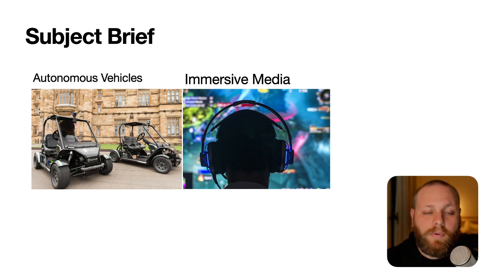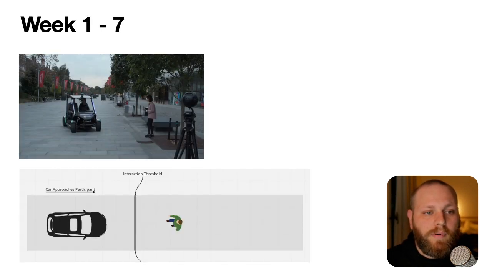And what is that problem, I hear you say? The problem that was specifically focused on in this class, and in weeks 1 to 7 we'll be exploring in depth, is exactly what is it like for pedestrians to interact with autonomous vehicles. And by that I mean, as a pedestrian walking down the street, we have all kinds of subconscious and conscious interactions with vehicles.